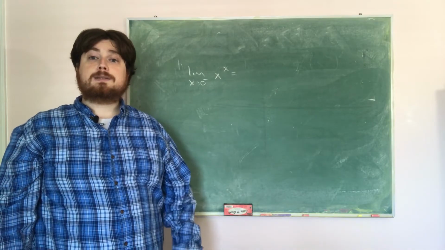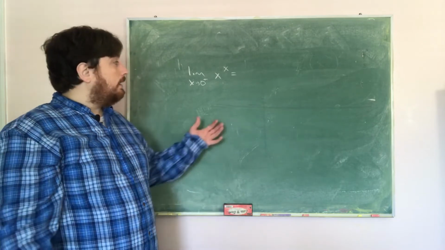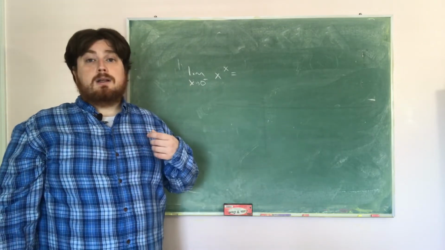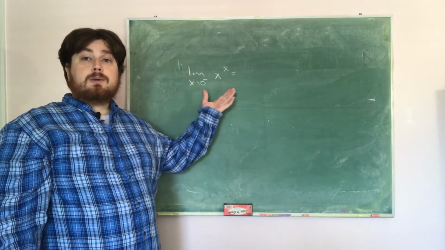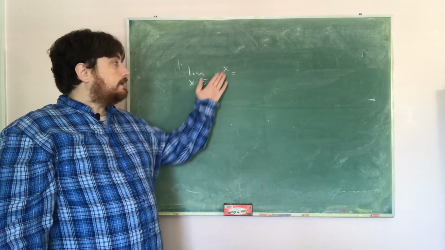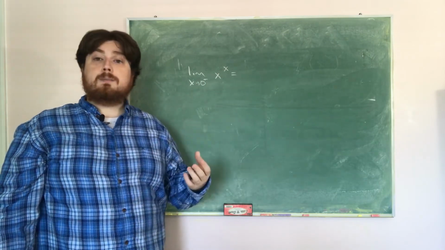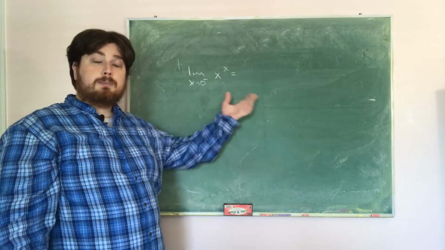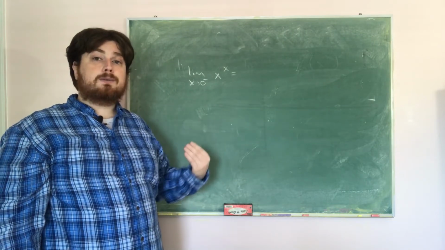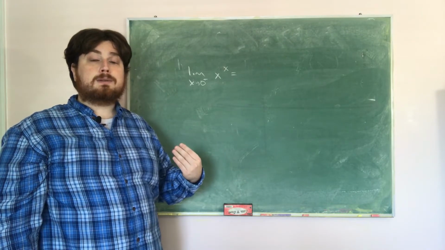We're going to look at the limit as x goes to 0 from the right of x to the x. Now as we look at this, I just want to point out we're going to the right because x to the x is not defined for negative numbers. So we only want to work with the positive numbers, so we're going to come into 0 from the right and only work with positive numbers.